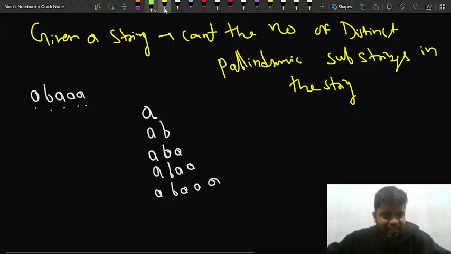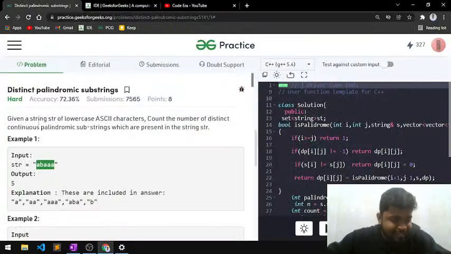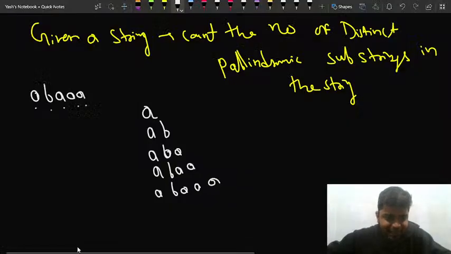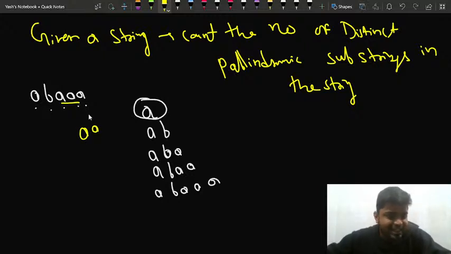These are the substrings, but let me show you. It says that you have to find all the palindromic substrings in this string, and they should be unique. So A individually is a substring in itself. Then AA is also a substring, but it has to be unique, so you will not count AA twice. Then AAA is also a substring, right?